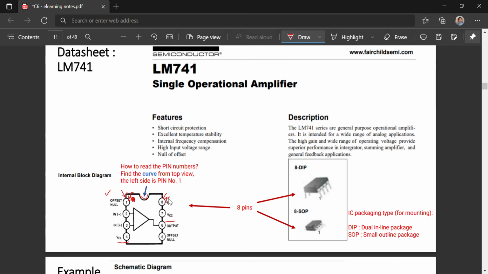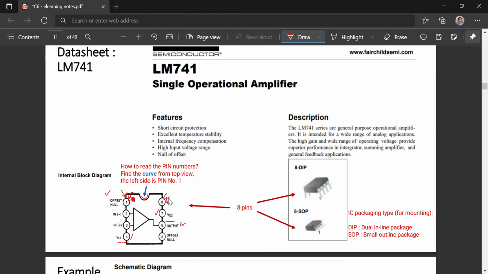In order to use this op-amp, we must make sure that pin number 4 and pin number 7 are connected to the voltage supply. Okay? The output for this op-amp is at pin number 6. So on the right side is the physical view for the op-amp. For example, these are two different packaging types, used for different mounting styles.